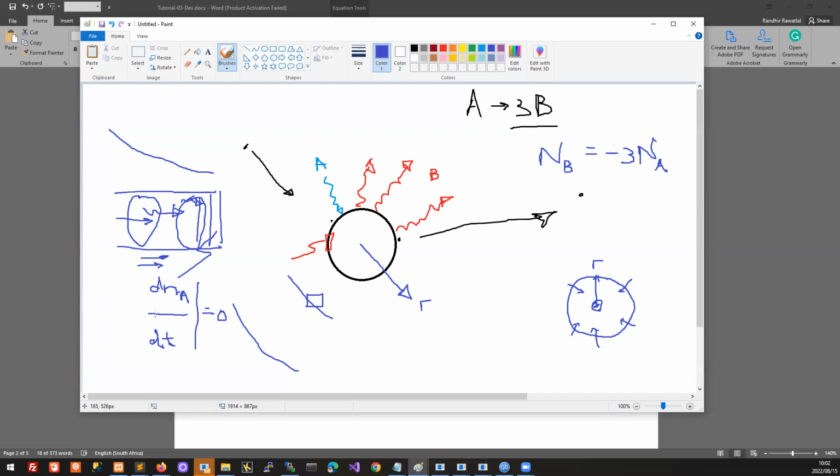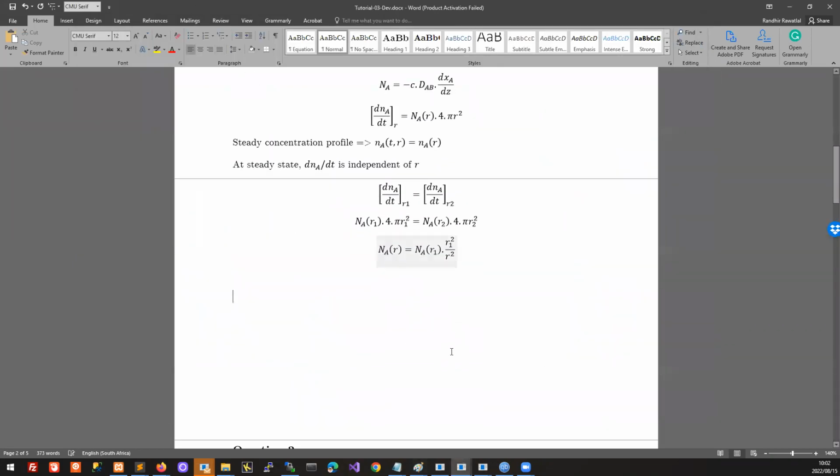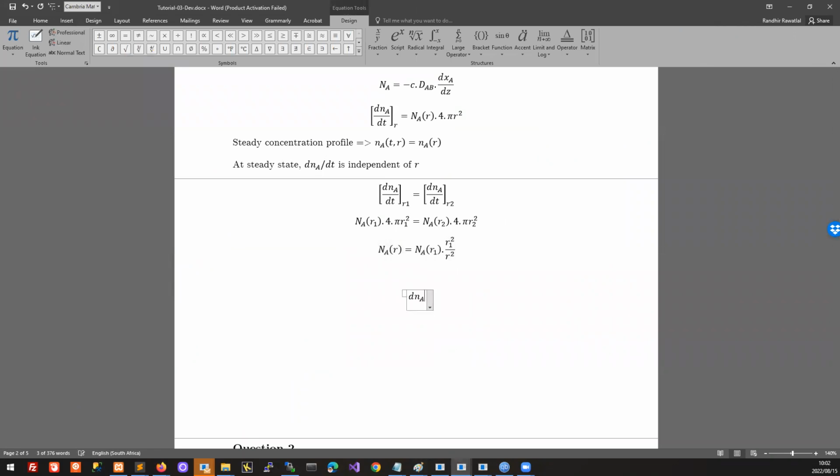I should have used FA instead of dNA/dt. But we are saying that in this shell, for example, the rate of change of moles is 0, and then the molar flow rate, right? So we can say FA. Let's write it this way better, right? So we can say the rate of change of moles, so dNA/dt, and this is going to be between positions, let's say here, R and R plus delta R.